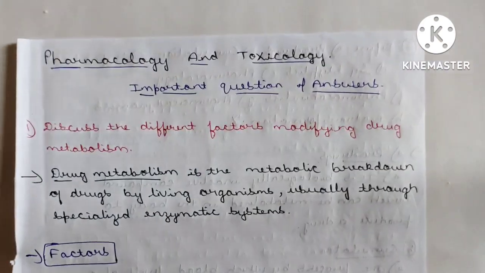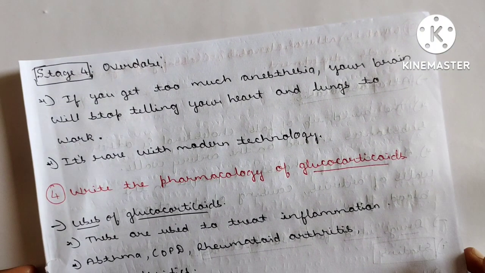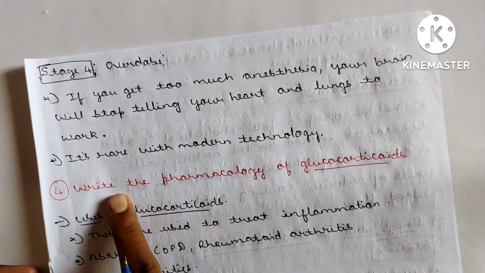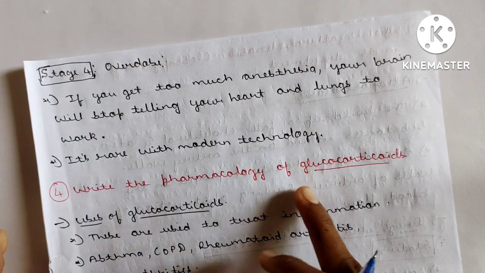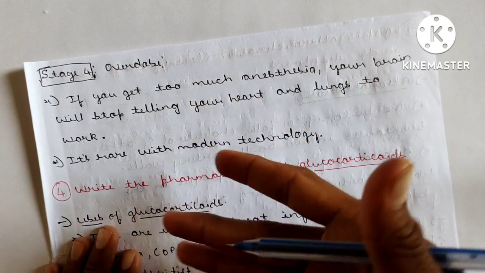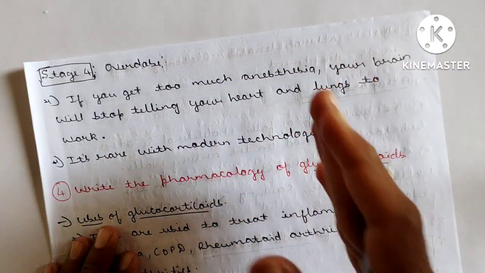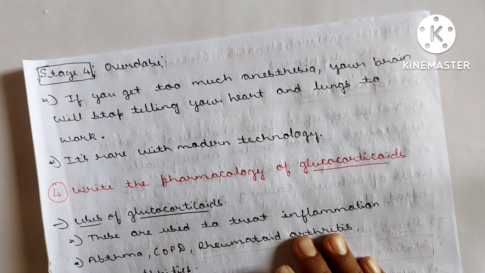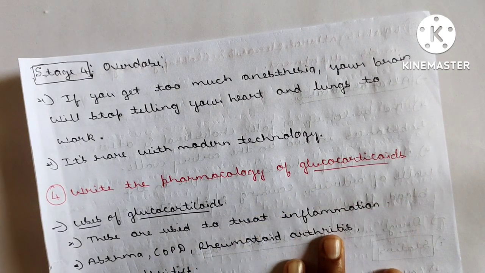Okay, now we move towards the next question. But before that, observe one more stage, the fourth stage, that of overdose. If you get too much anesthesia, your brain will stop telling your heart and lungs to work. It's rare with modern technology. If the doctor has given you an overdose, your brain will direct the heart and the lungs to stop their work, so there are chances of death. But in today's modern generation, it is a very rare case.